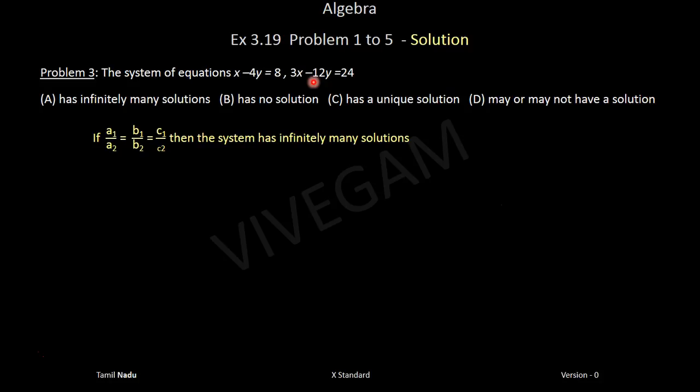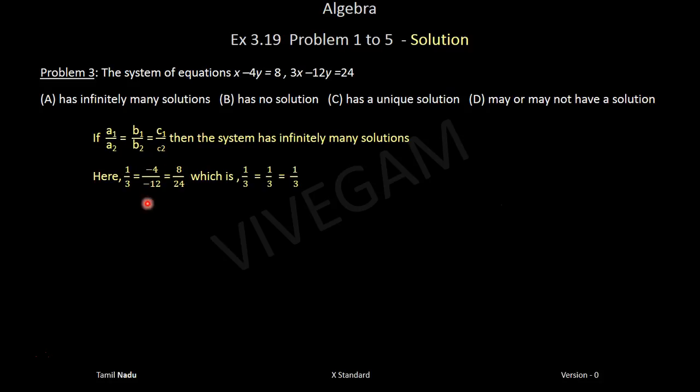Not only parallel, they are one lying over the other, in which case there will be multiple points which will satisfy both the equations, so you will have an infinite number of solutions. The condition for that is a1 by a2 equal to b1 by b2 equal to c1 by c2. So let's check it out.